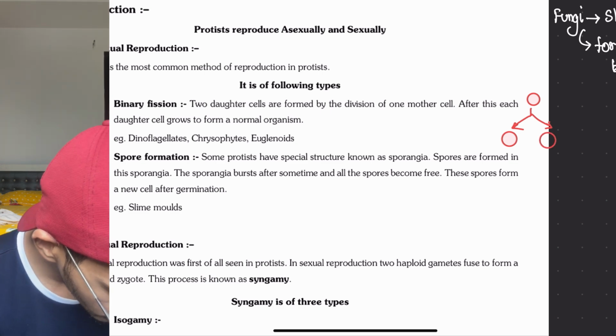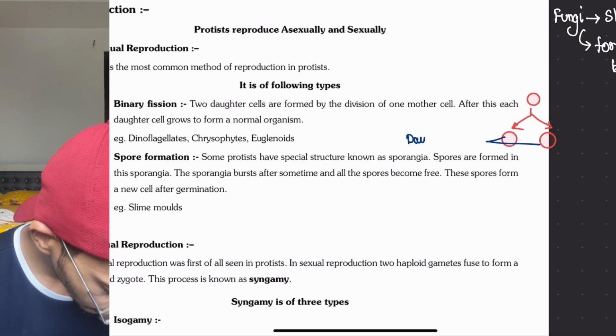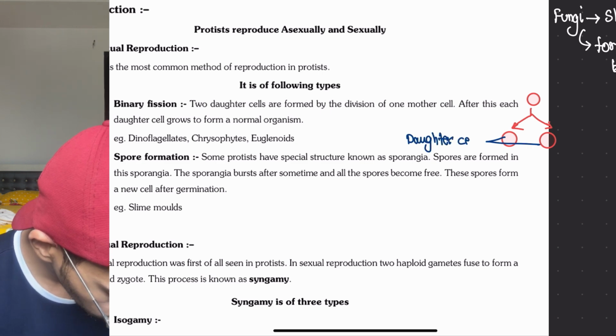Okay, so these are the daughter cells. This is binary fission, and this is the parent.